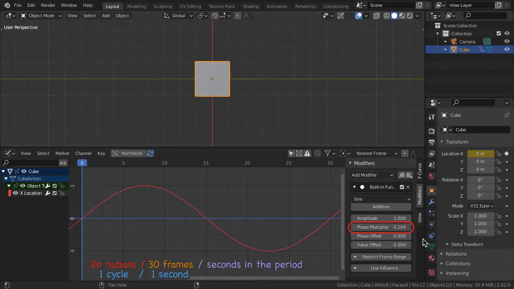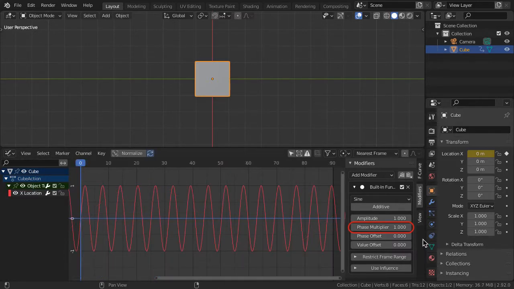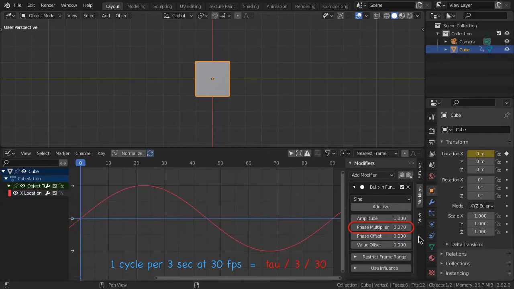As a convenience, you can substitute the Greek word tau for 2 times pi. For example, if you want an oscillation of 1 cycle every 3 seconds at a frame rate of 30 frames per second, you enter tau divided by 3 divided by 30.